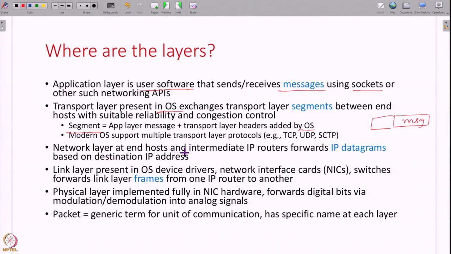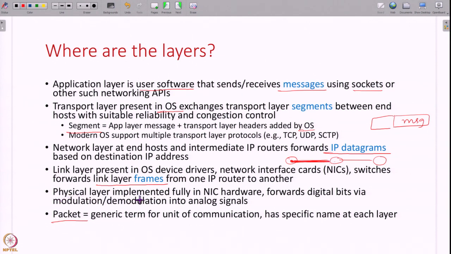Then you have the network layer that runs at the end host as well as all the IP routers on the internet. All of these IP routers run the network layer, and what they do is forward IP datagrams. Note that packet is a generic term, but each layer gives it a separate name: an application layer message, a transport layer segment, an IP datagram, and so on. Then finally the link layer is present in all the network cards, device drivers, and switches which forward packets, and at the link layer these packets are called link layer frames between one IP router and the other. Whatever happens on this link is the link layer.